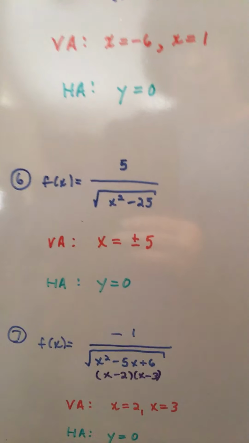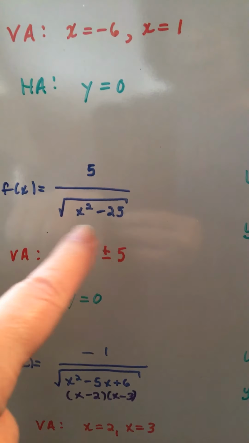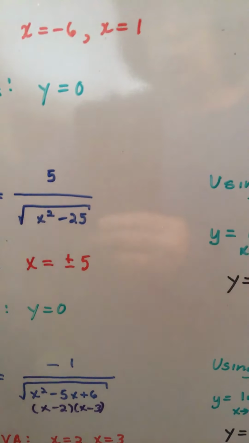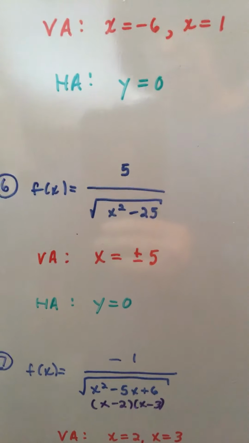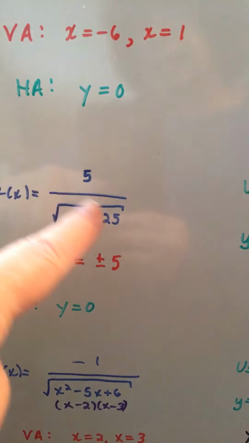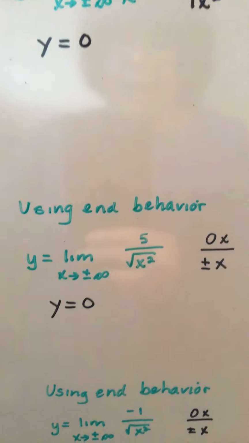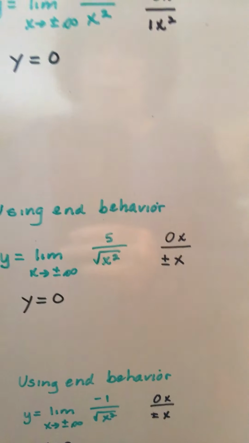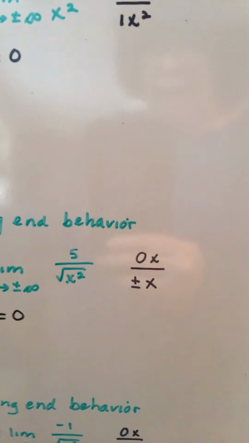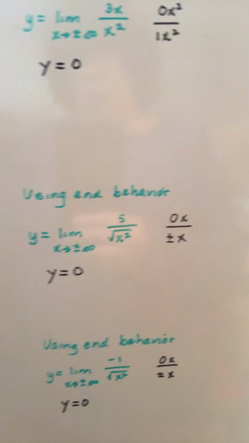Fine with us. Okay, for this next one, again, what makes the denominator 0? x equals plus and minus 5. And again, the degree of the numerator is less than the denominator. You could have said, oh no, y is the limit as I go to plus and minus infinity, and looked at end behavior. And you notice that square root of x squared could be a plus or a minus x, but there's a 0 on top, so who cares? So you could have approached it this way.